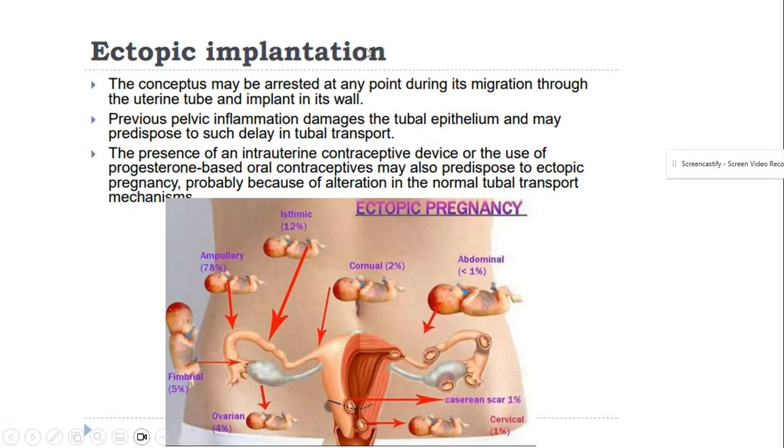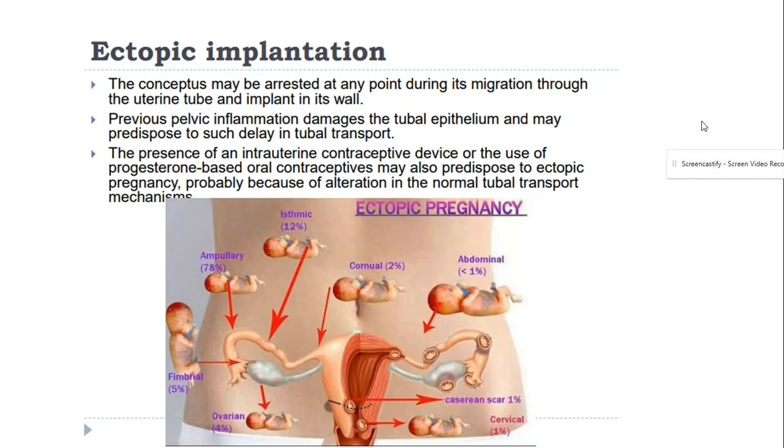All right, ectopic implantation, what is it? The conceptus may be arrested at any point during its migration through the uterine tube and implant in its wall. It got arrested. It did not complete the full cycle. Previous pelvic inflammation damages the tubal epithelium, which may predispose to such delay in tubal transport. Your fallopian tube is not functioning for several reasons, and that's why it did not occur. This is exactly why mothers are told, don't drink, don't smoke, etc.